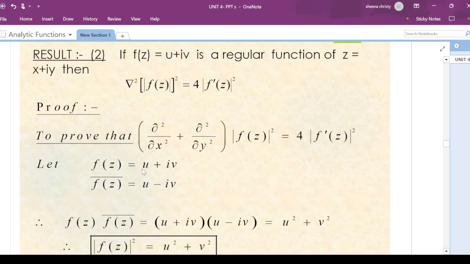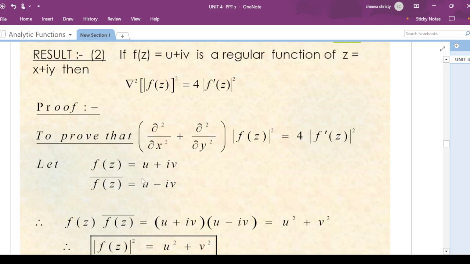In this lecture, we are going to see some bookworks based on analytic function. If f of z equal to u plus iv is a regular function of z equal to x plus iy, then prove that del square of modulus of f of z square equal to 4 times modulus of f dash of z square. So del square, we know that it is dou square by dou x square plus dou square by dou y square, times modulus of f of z square equal to 4 times modulus of f dash of z square.